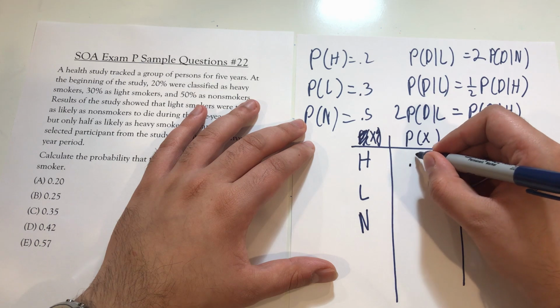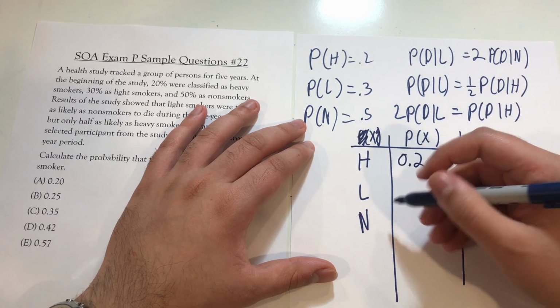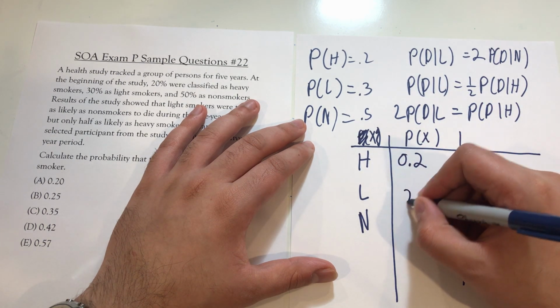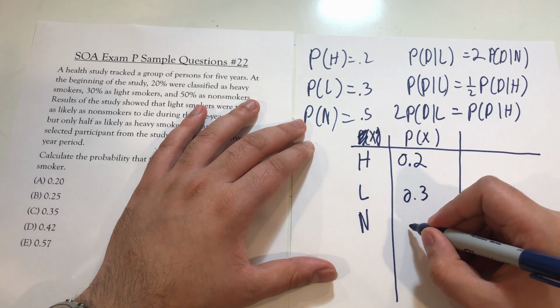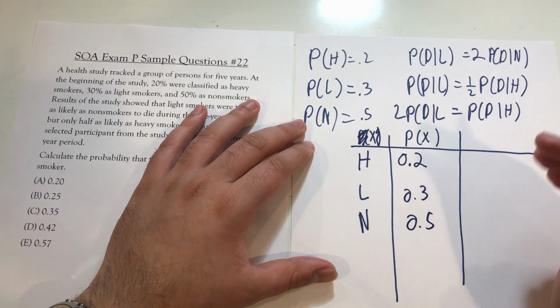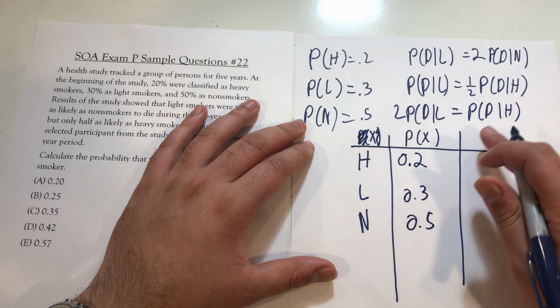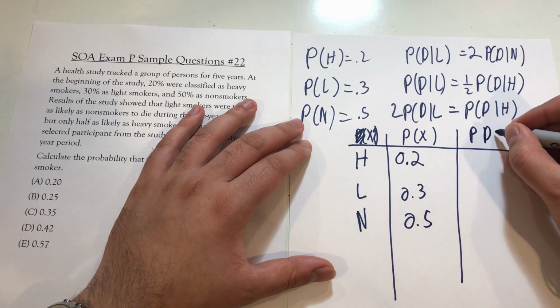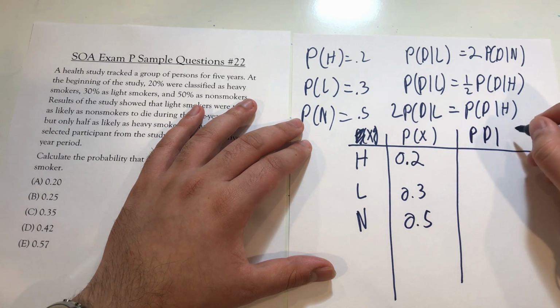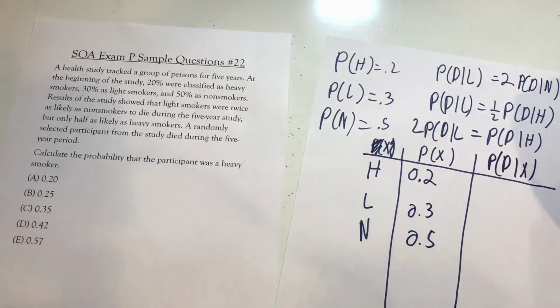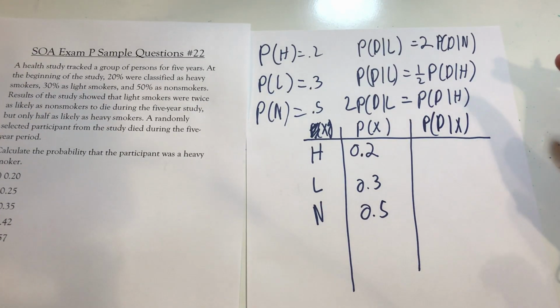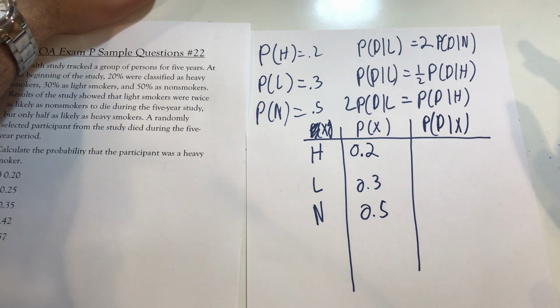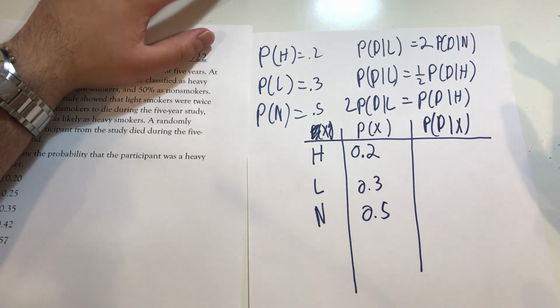So 0.2 is the probability of being a heavy smoker in this group. 0.3 is the probability of being a light smoker. 0.5 is the probability of being a non-smoker. Now here, I'll put down the probability of dying given that you're in a specific group X. Okay? Now, we're not actually given concrete values. We're given values in relation to one another, right? And it's basically denoted by these algebraic expressions.